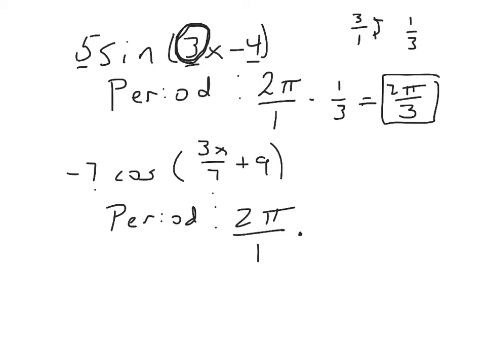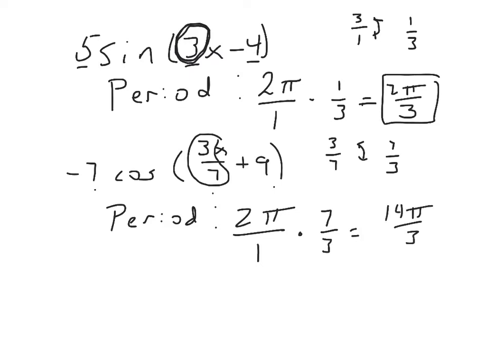So remember, out of all these numbers, the only number I care about is the number in front of x. And the number in front of x is currently 3/7. So I'm going to flip that over, which gives me 7/3. So therefore I have a horizontal stretch of 7/3. So I do 2 pi over 1 times 7/3, which gives me 14 pi over 3. Remember, I'm just multiplying straight across to get that. That would be the period of that function.